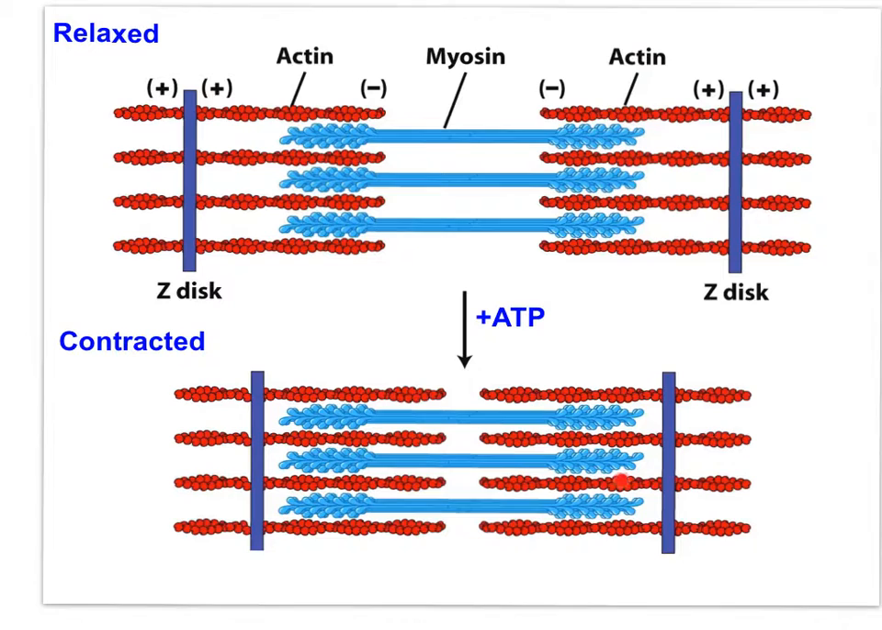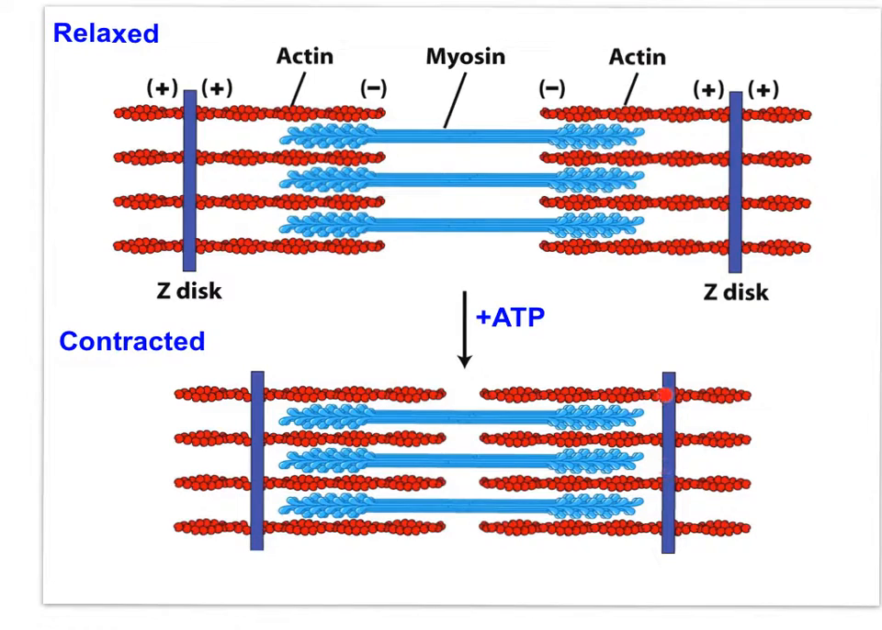Notice the distance between the Z lines in the contracted sarcomere is significantly shorter than the distance between the Z lines in the uncontracted sarcomere. Now, the uncontracted sarcomere has an I band here and here. A band is here, and here is the H zone. As the sarcomere contracts, the actin is pulled to the center of the sarcomere by the myosin heads. The overlap between actin and myosin increases in the contracted sarcomere relative to the uncontracted sarcomere.